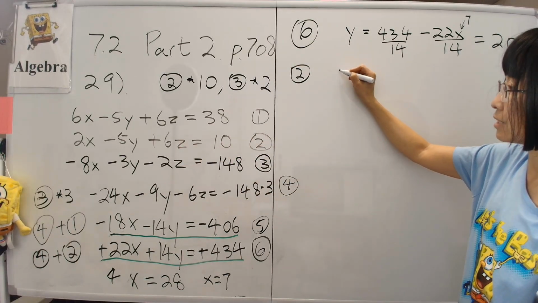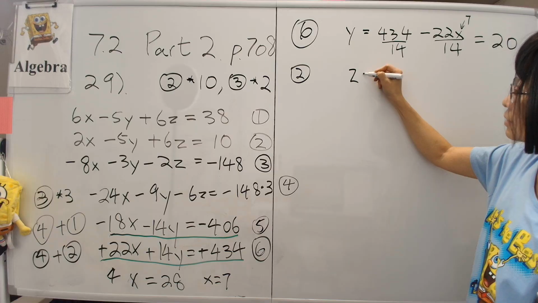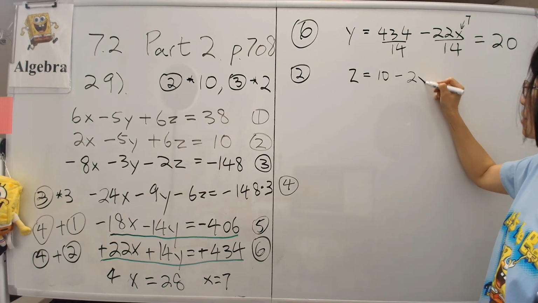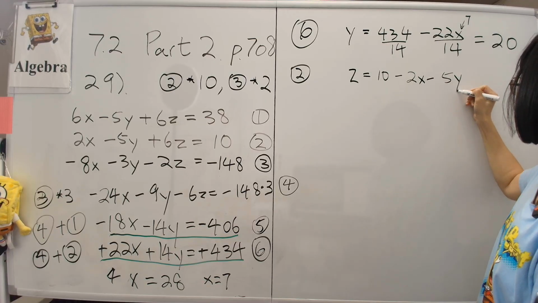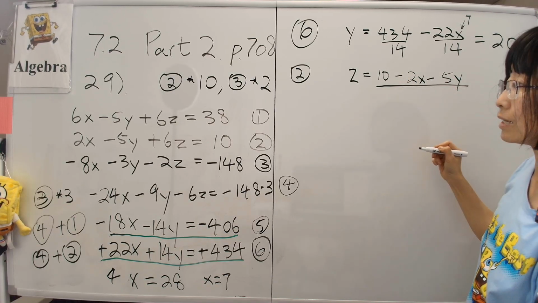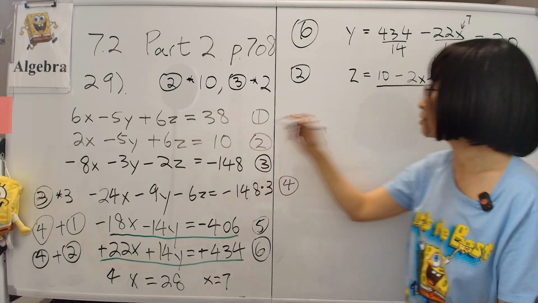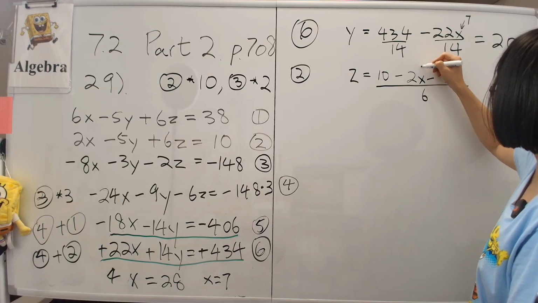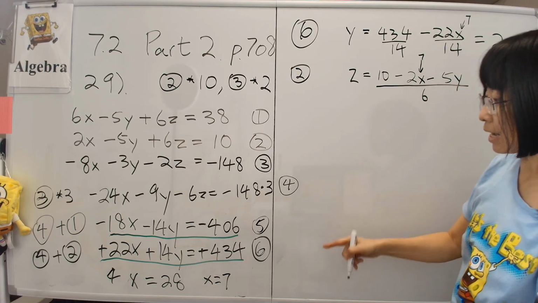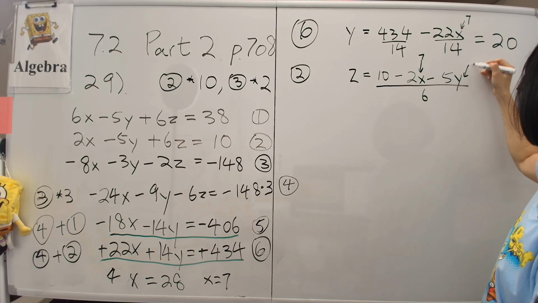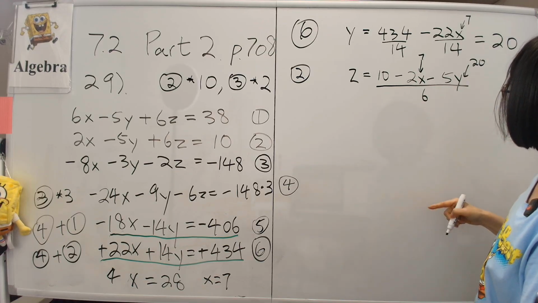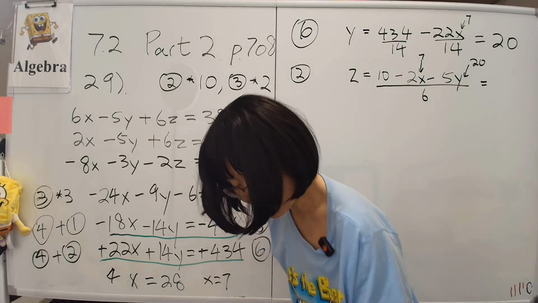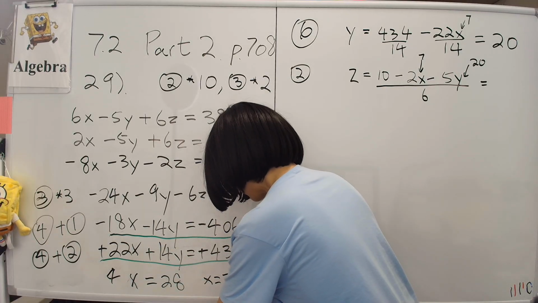So 6z equals 10, just 10, minus 2x minus 5y. And then the whole thing is going to be divided by, we're starting with 6z, so we'll divide it by 6. In this answer, x is 7, and y is 20. With that information, we're going to punch this whole thing in and see what it says, and not spend any more time doing this than we absolutely have to.